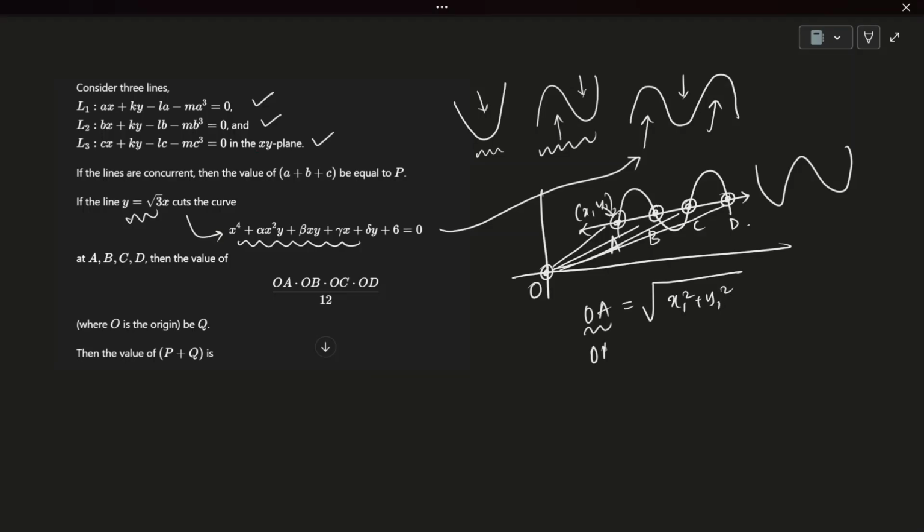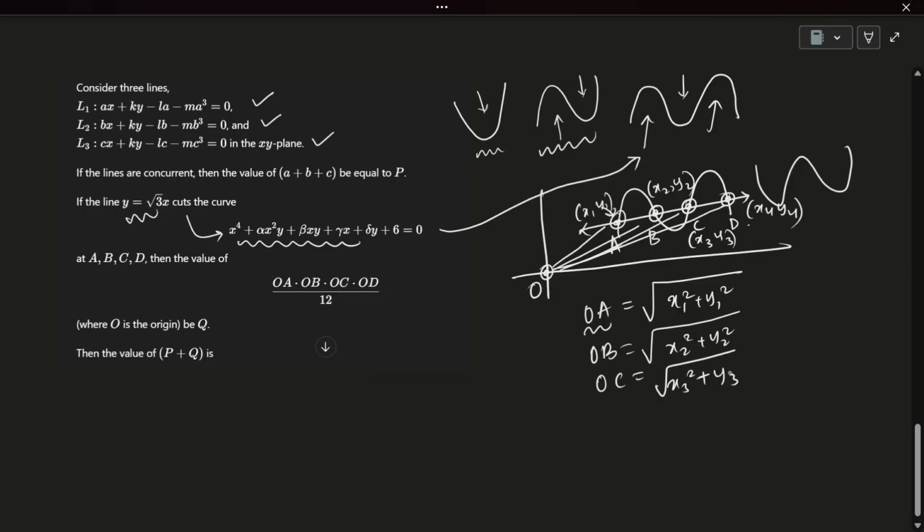Similarly, OB is root of x2 squared plus y2 squared. So let's take B as (x2, y2), C as (x3, y3), and D as (x4, y4). So we get OC equals root of x3 squared plus y3 squared, and OD equals square root of x4 squared plus y4 squared. Right.